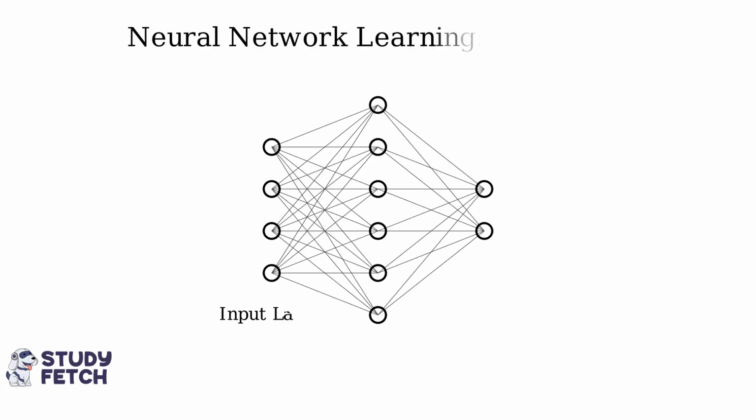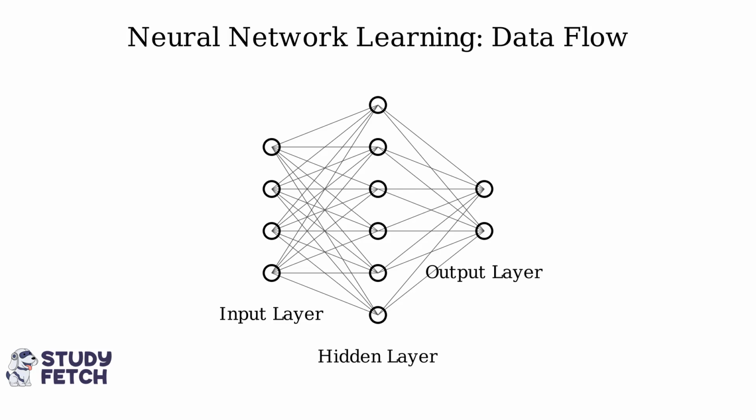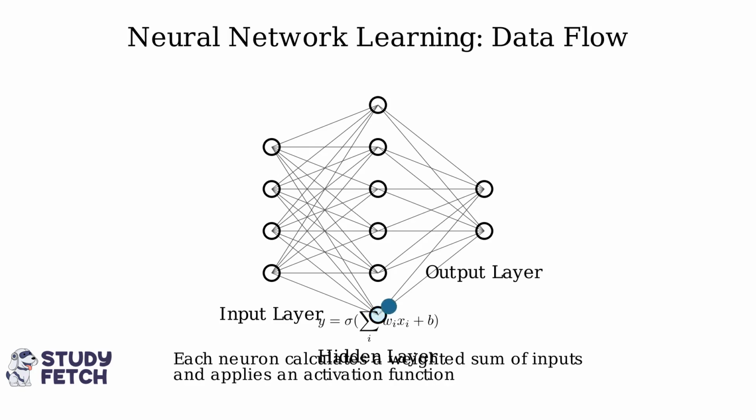Now let's explore how neural networks learn. Data flows from the input layer through the hidden layers to the output layer. Each neuron calculates a weighted sum of its inputs and applies an activation function.